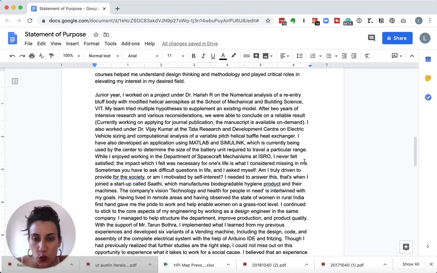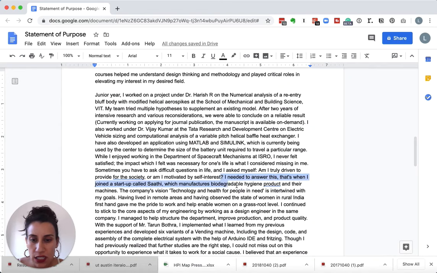While I enjoyed working in the Department of Spacecraft Mechanisms at ISRO, I never felt satisfied. The impact which I felt was necessary for one's life is what I considered missing in me. Sometimes you have to ask difficult questions in life, and I ask myself, am I truly driven to provide for the society, or am I motivated by self-interest? I needed to answer this. That's when I joined a startup called Sathi, which manufactures biodegradable hygiene products and their machines.